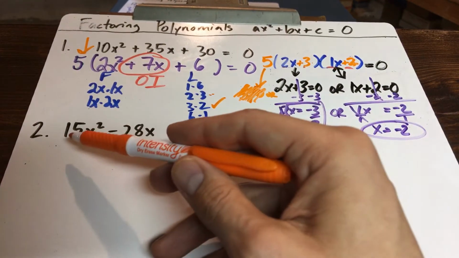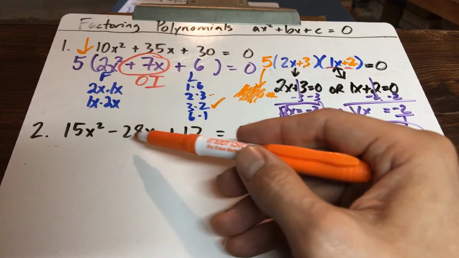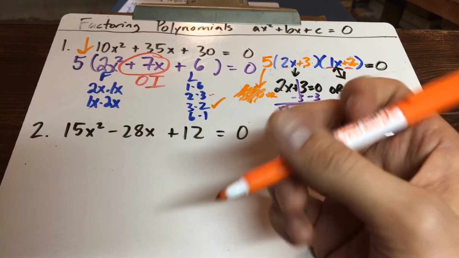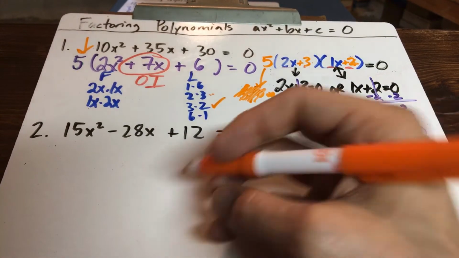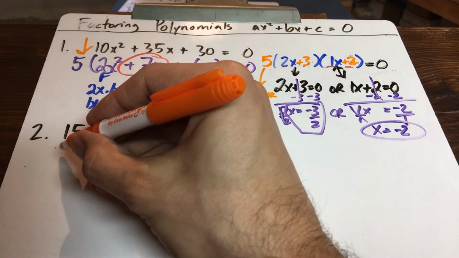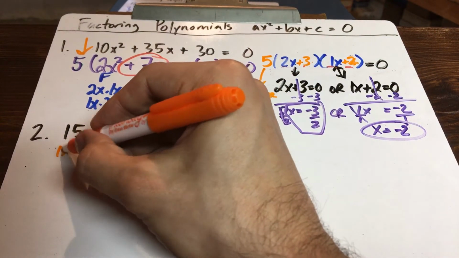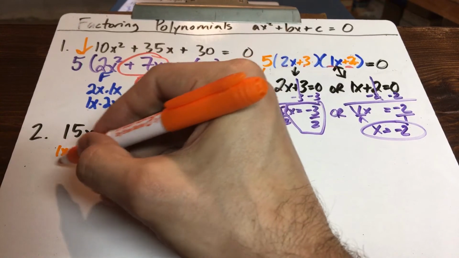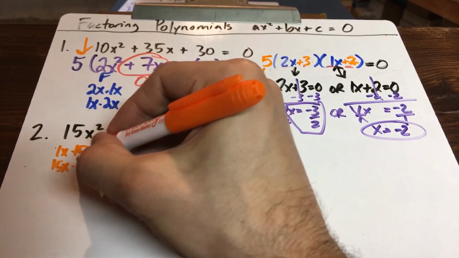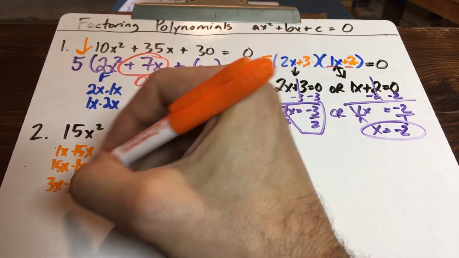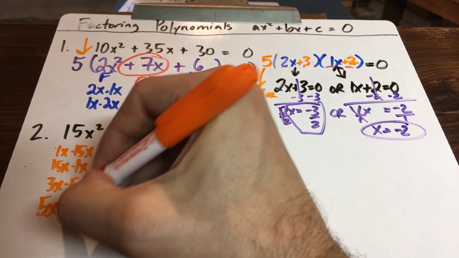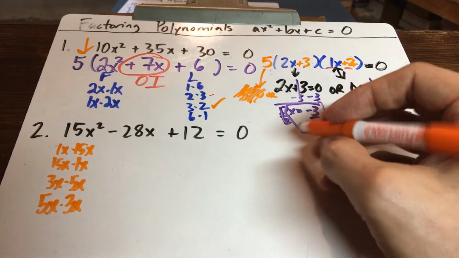Here I thought we could divide them all by 3, but 28 doesn't go with 3. It goes with 4. So there is no actual GCF on this one. I'm just going to have to guess. How do we think they came up with 15? Could be 1x times 15x. That's probably not it. Could be 15 times 1. That's probably not it. More than likely, it's 3 times 5 or 5 times 3. Common sense tells me that's probably what they did.